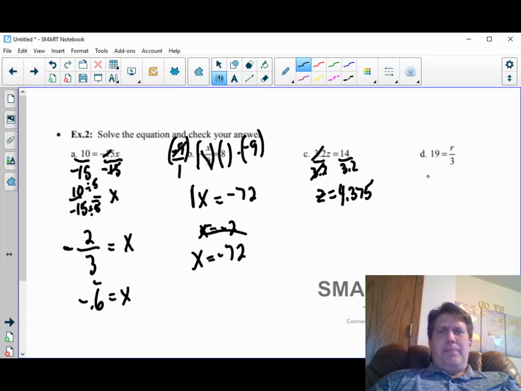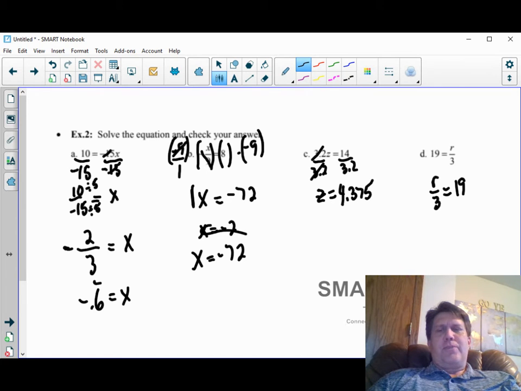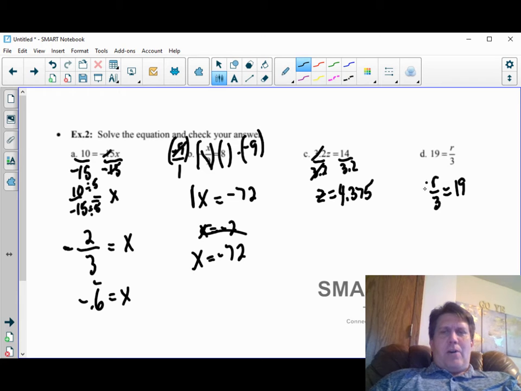Okay, now this one, I'm going to rewrite this one first. I'm going to flip things around. R over 3 equals 19. It doesn't matter if you do that first or not, or if you do it at the end, but let's understand this is R divided by negative 3. So I'm going to multiply this side by 3 over 1. I'm going to multiply this side by 3. 3 over 1 and 3 are the same thing.